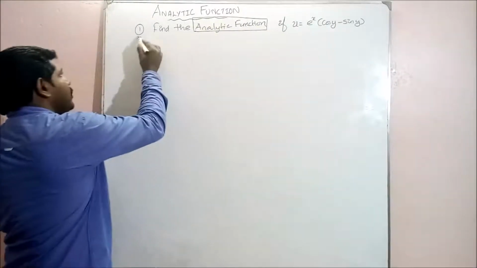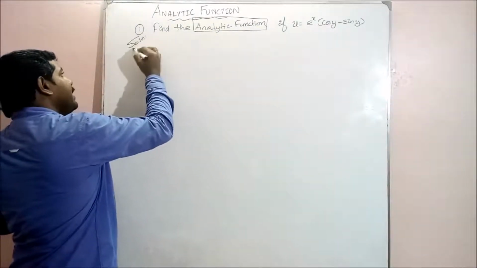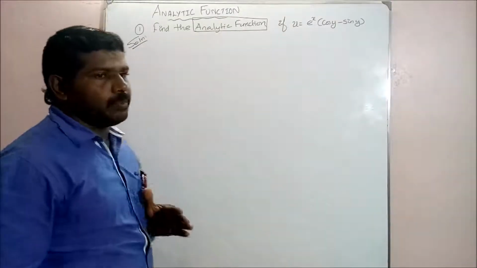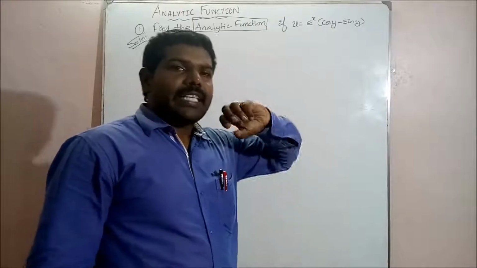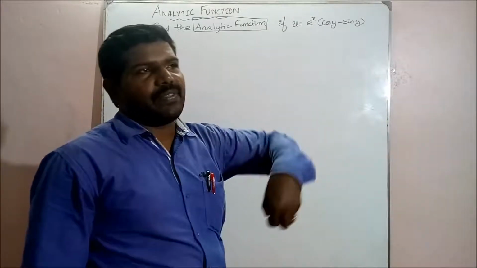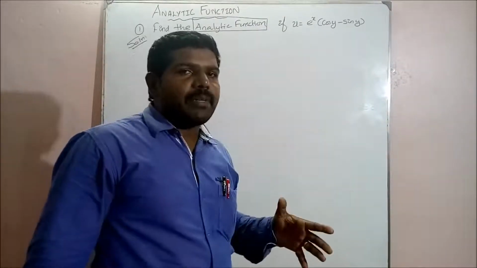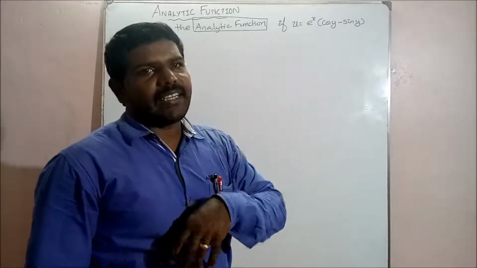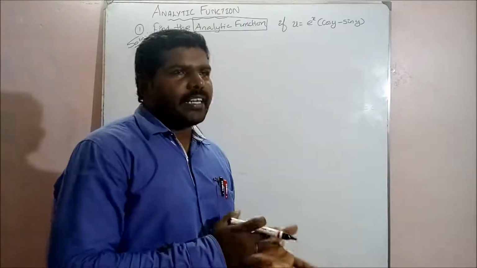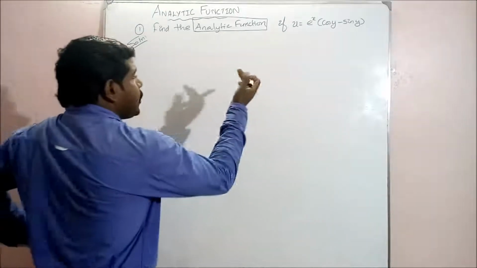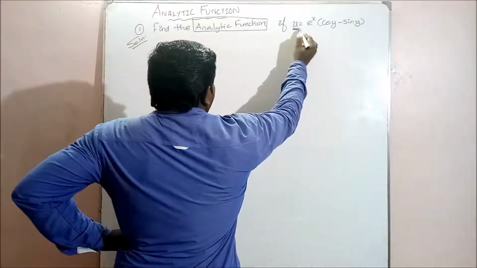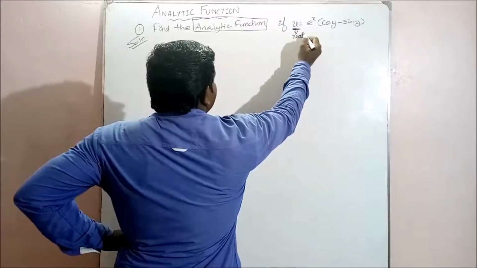So when an analytic function is asked, first conclude what type it is. I already said we have 3 types. Real part is given and f of z is asked. Imaginary part v is given and f of z is asked. Neither real nor imaginary part is given and f of z is asked. Here, u is given. So u is nothing but the real part.